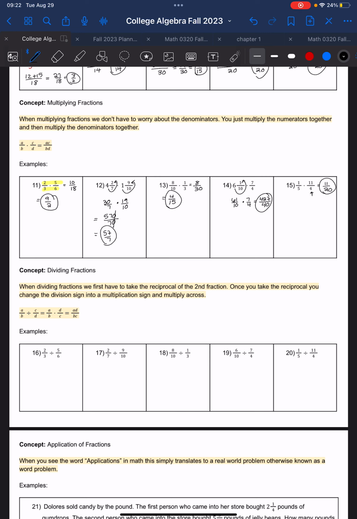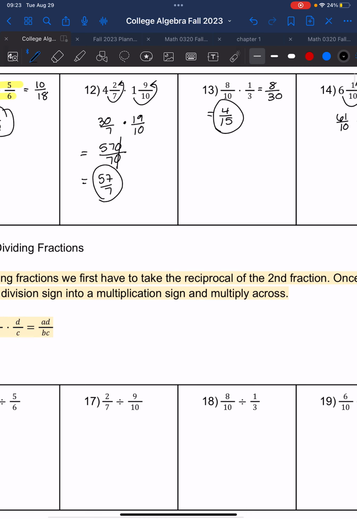Okay, next concept, dividing fractions. When dividing fractions, we first have to take the reciprocal of the second fraction. Once you take the reciprocal, you change the division sign into a multiplication sign and multiply across. So when we see the word reciprocal, just know that that means to flip the fraction. So right here, this word reciprocal just means to flip.